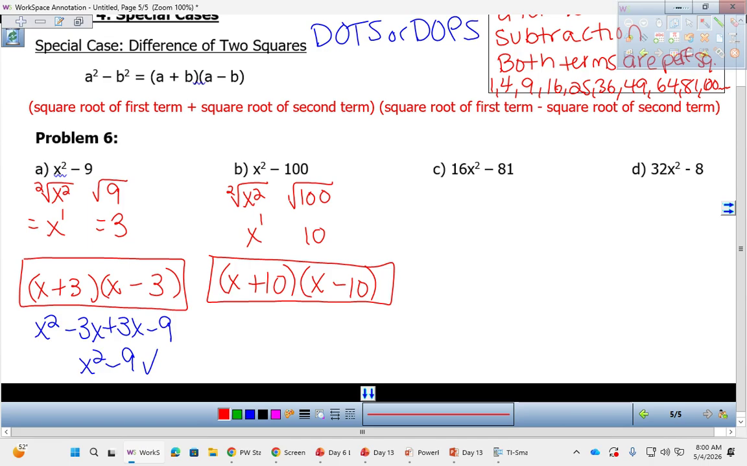And that's factored form. Right, so it really just comes down to taking square roots. We okay with that one? All right, let's look at letter C.